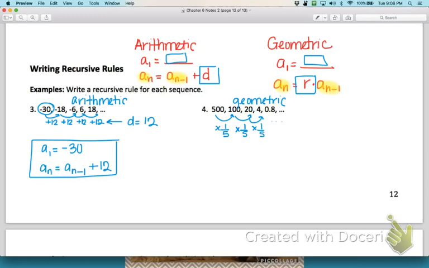So here's our rule. We're going to use the second one for geometric this time. Again, we have to give A1, so the first term is 500. And then the nth term is going to be r, which we said is 1/5, times A sub n minus 1. Finished. That is all there is to it.